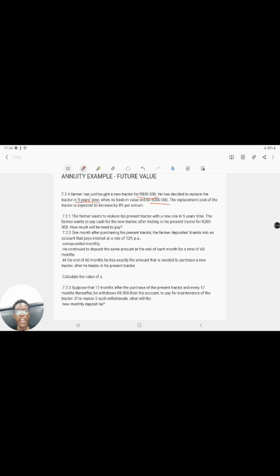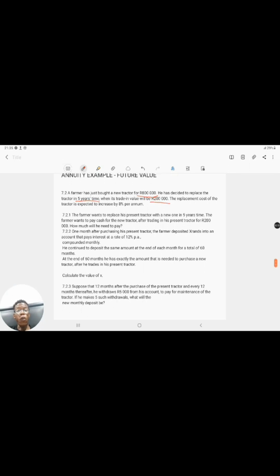Okay, so a trade-in value is simply the amount of money that the farmer will get when he finally decides to sell the tractor. So a trade-in is essentially selling your equipment for a certain amount of money. In this case, the equipment is the tractor that the farmer has. Okay, so that's what a trade-in value is. You are trading in your tractor for some cash. In this case, it's 200,000.